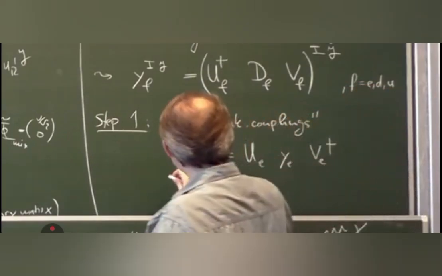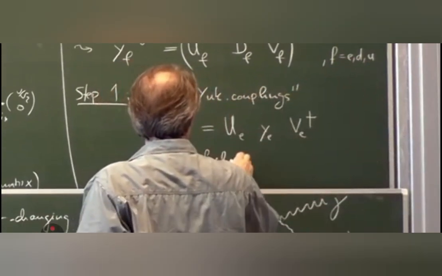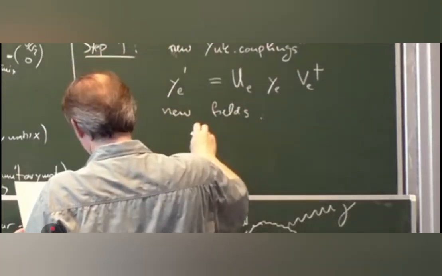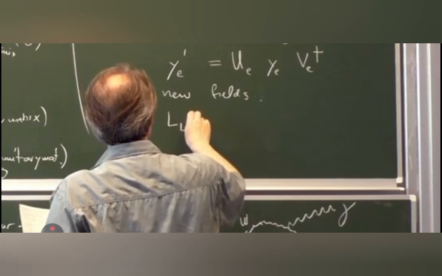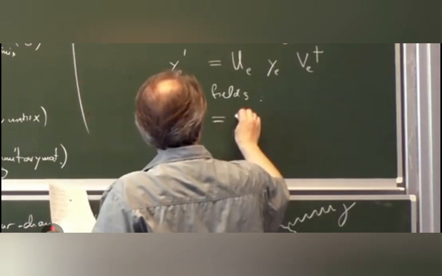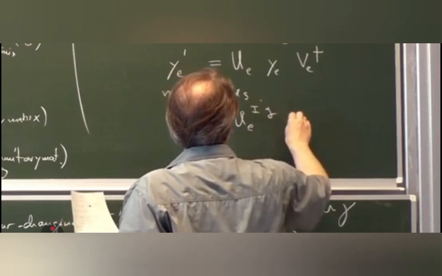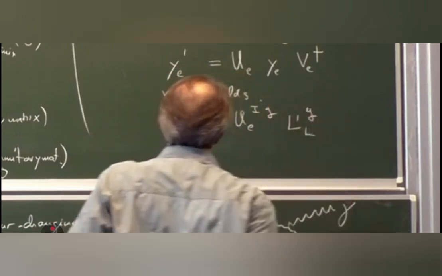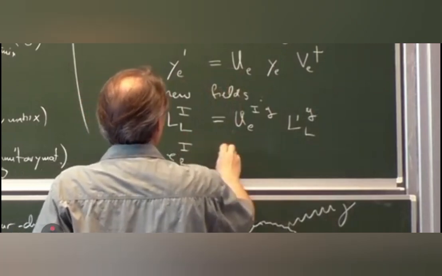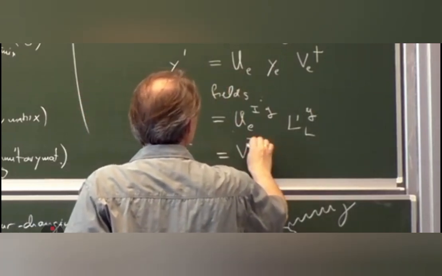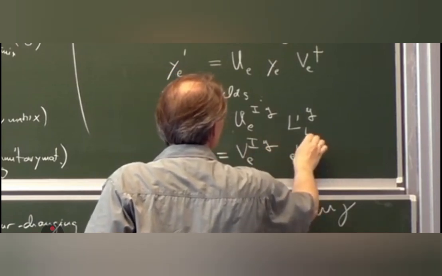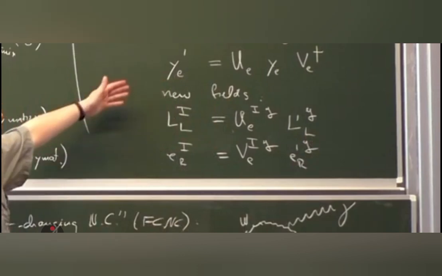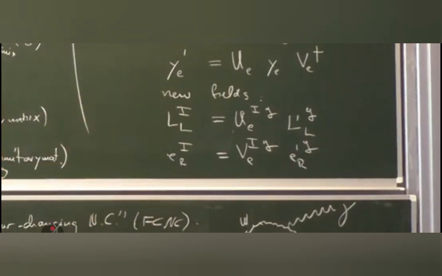VE dagger and new fields of the theory, namely L without prime I is defined as UE IJ L prime J L, and for the right-handed ER without prime is the same with V. Okay, so we redefine the couplings and we redefine our fields, and then in this way we can equivalently rewrite the Lagrangian term by plugging in all the definitions. I have to clean the blackboard, but think about it.